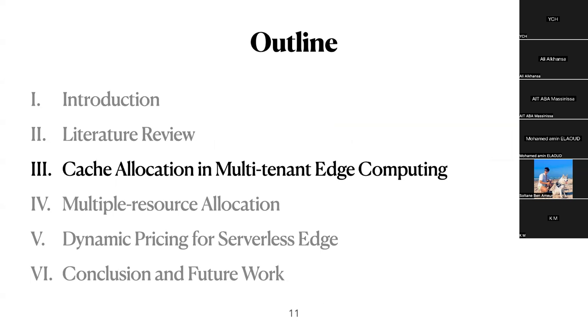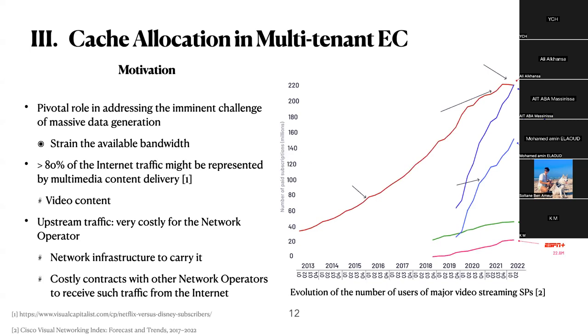So here I will begin with the first core contribution of the thesis, which is cache allocation in multi-tenant edge computing. The motivation behind this work is that caching plays an important role in addressing the challenge of massive data generation. This massive data generation would imply the congestion of the network and of the available bandwidth. Also, if we look at the content of the internet today, we will find that 80% of internet traffic can be represented by multimedia content, for instance, video content.